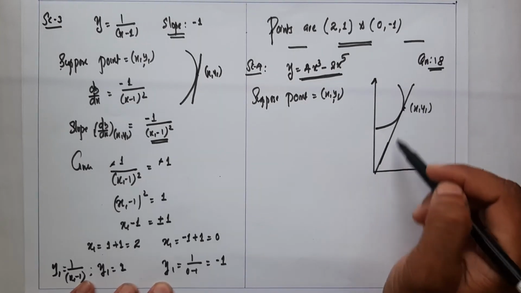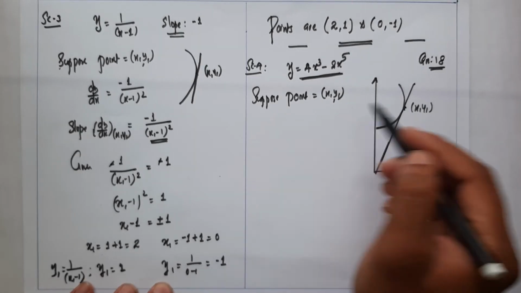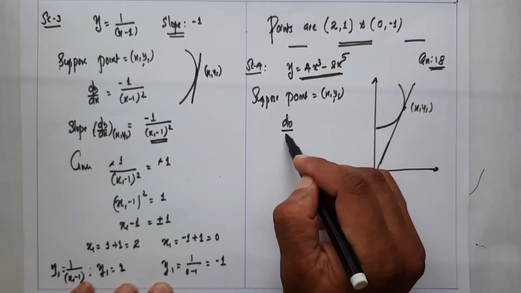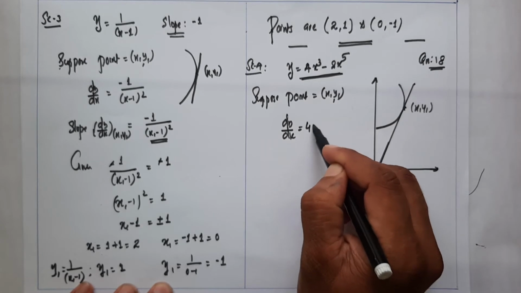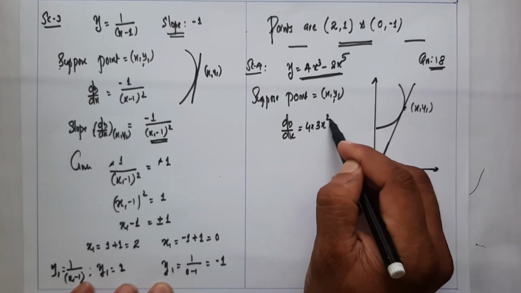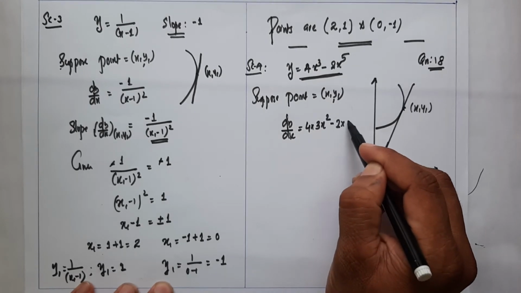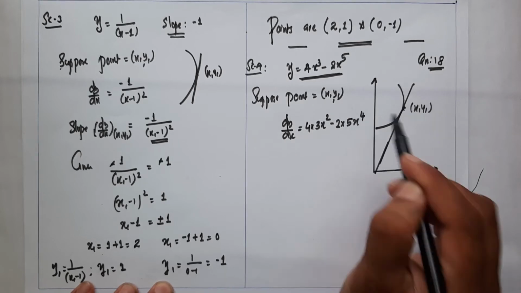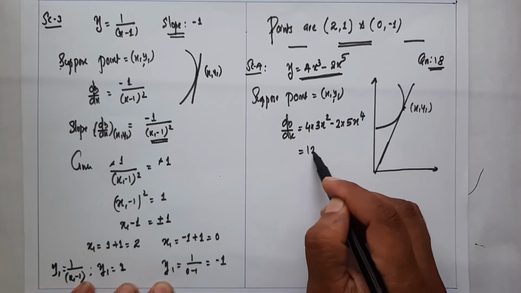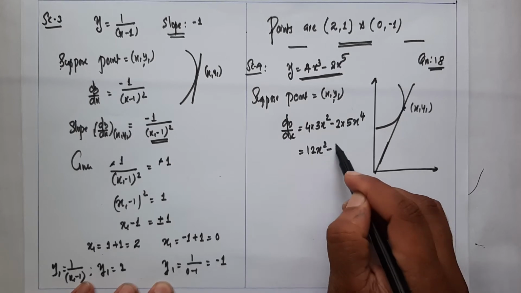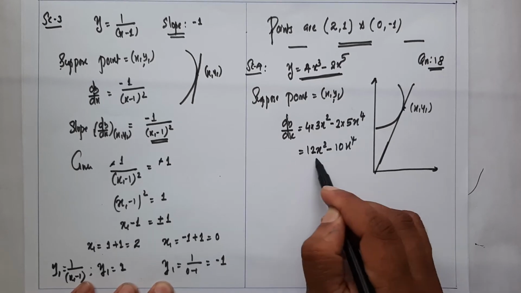First of all, we find the slope of this tangent line. To find the slope, first we find the derivative of the given function. That is 4 into x cube derivative 3x square, minus 2 into x raised to 5 derivative 5x raised to 4, which is equal to 12x square minus 10x raised to 4.